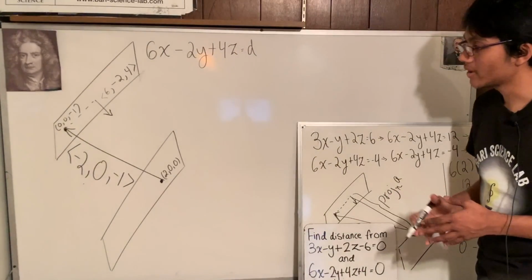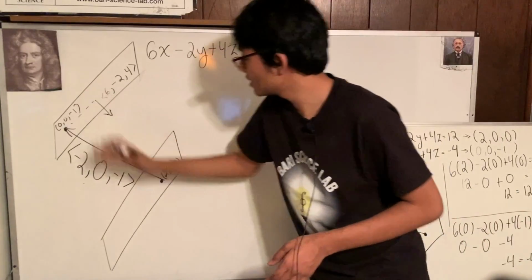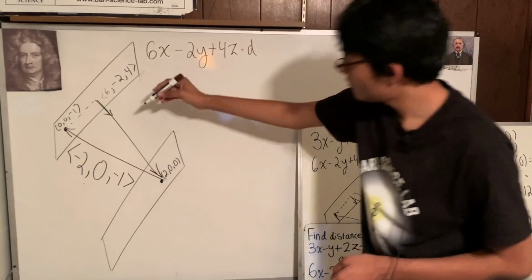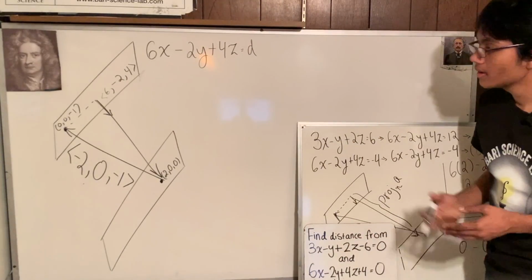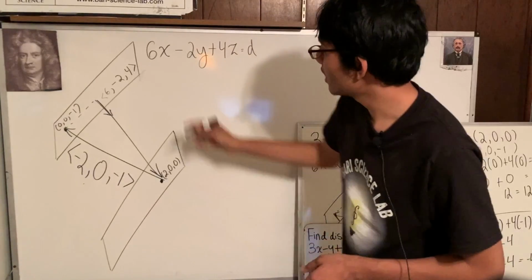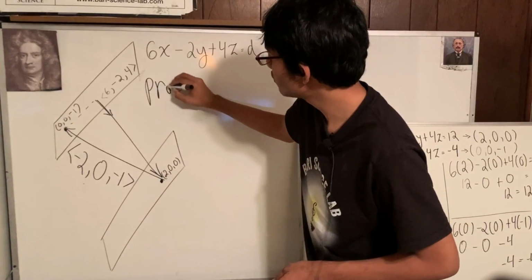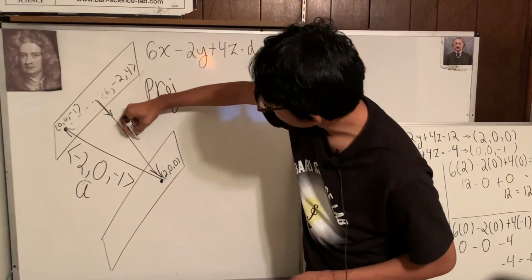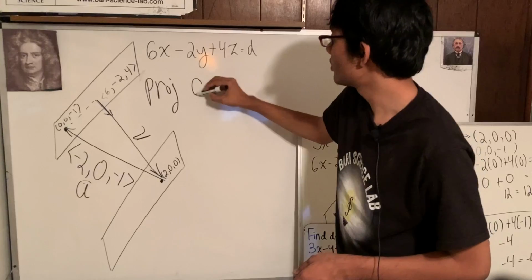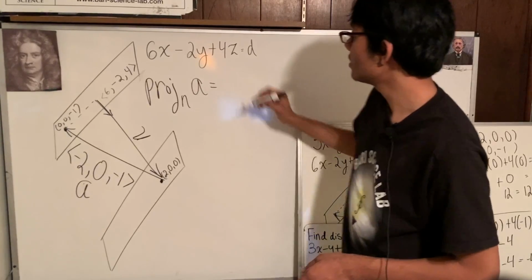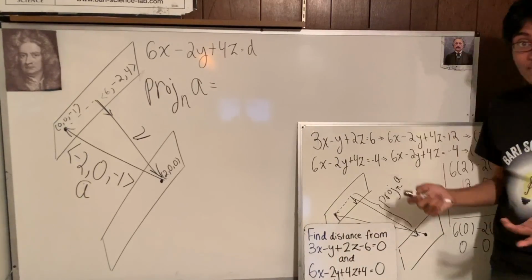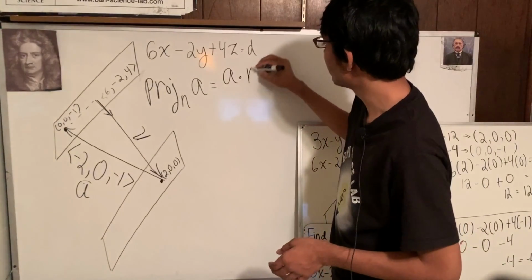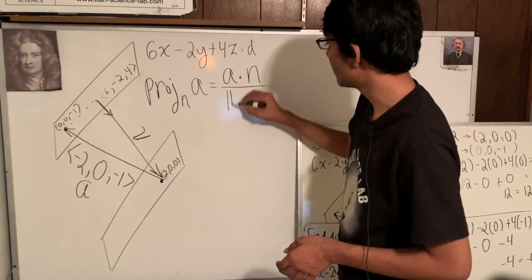Now if I project this vector onto this normal vector, I'm going to get the distance between my 2 parallel planes. And what's that projection going to look like? Well, I can write it as follows. Projection of this vector, let's call it A, onto this vector, let's call it N for normal. Remember, the projection formula tells us the projection of A onto N is the dot product of my 2 vectors divided by the magnitude of N.